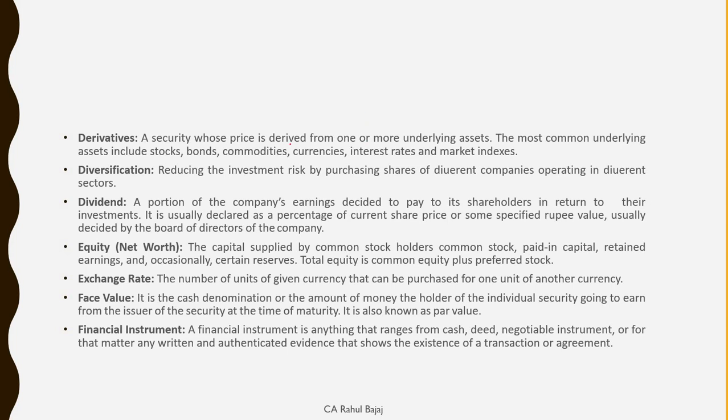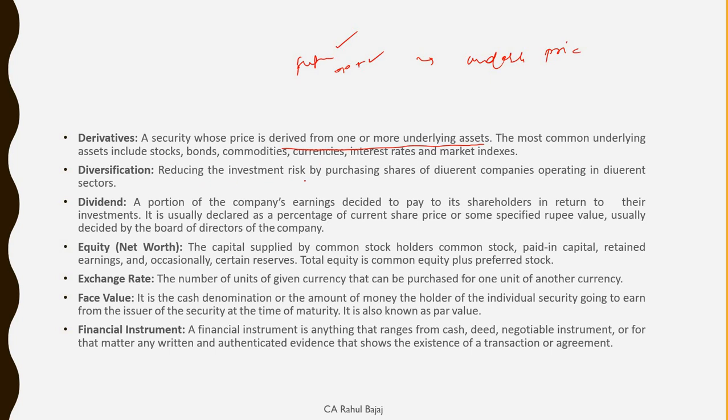Derivative: a security whose price is derived from one or more underlying assets. In the case of futures and options, when the price of the underlying stock changes, then the value of the future and option changes. So that is a derivative. The value is derived from one or more underlying assets.